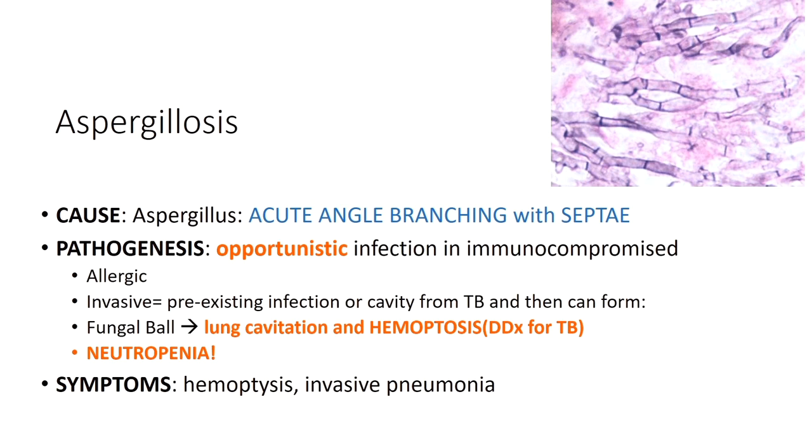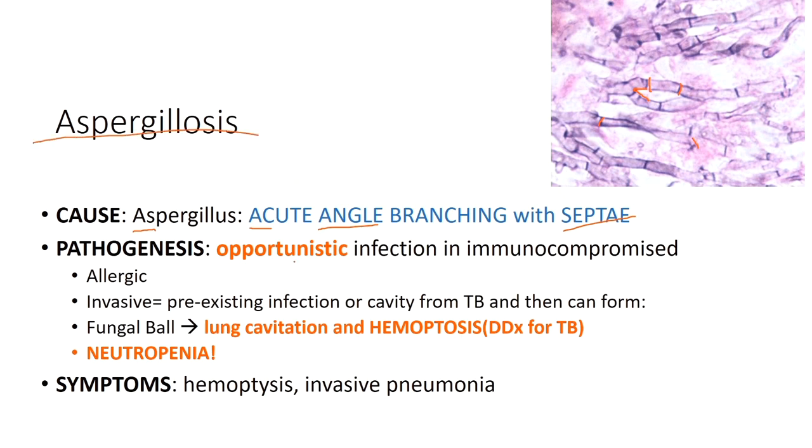All right, aspergillosis. So Aspergillus, there's a few of them, but just know Aspergillus. This is acute angle branching. So A in aspergillosis is for acute angle branching, and it has septa. So you can see the little septa guys right here, right, in this little picture. And then we see that this is an acute angle that it's branching out. And so that's going to be your acute angle branching septae.